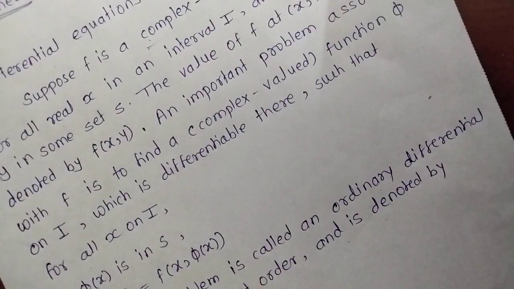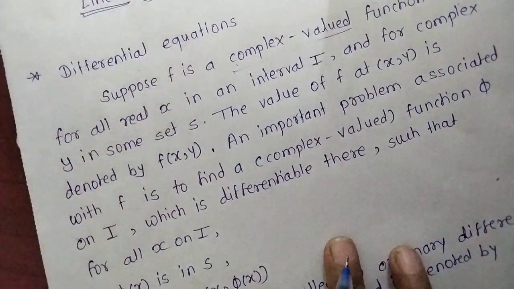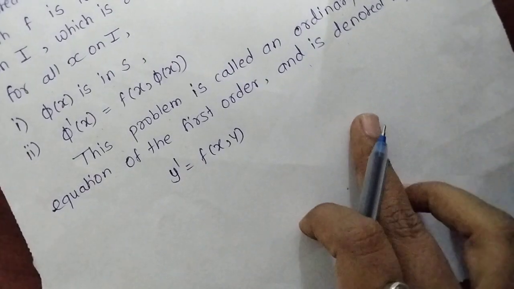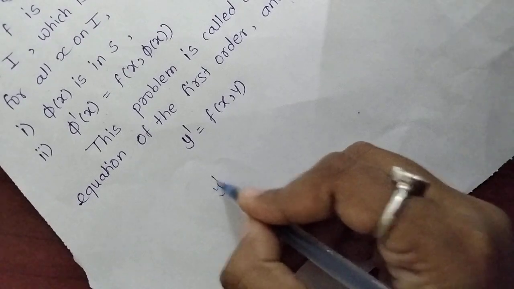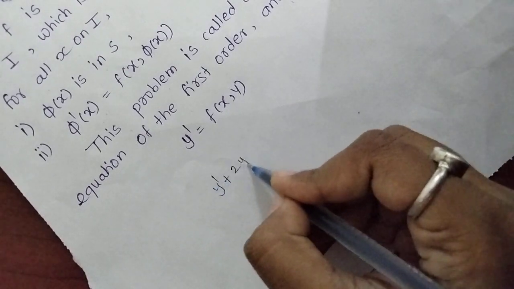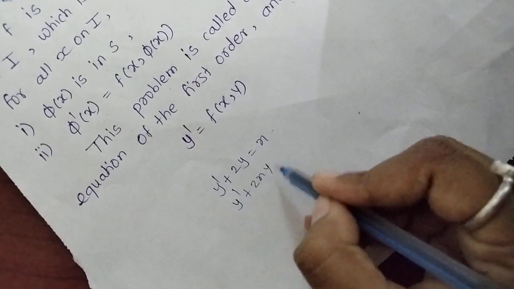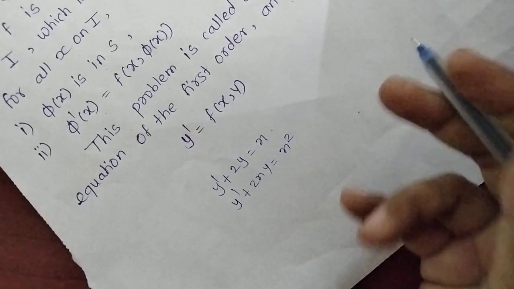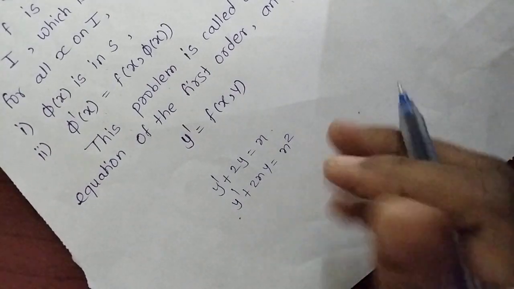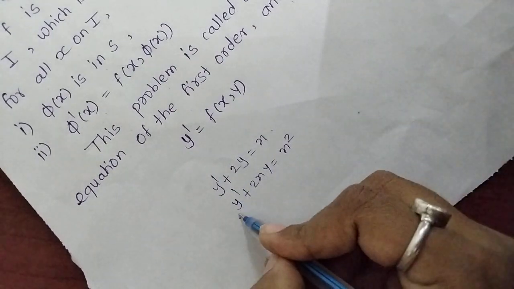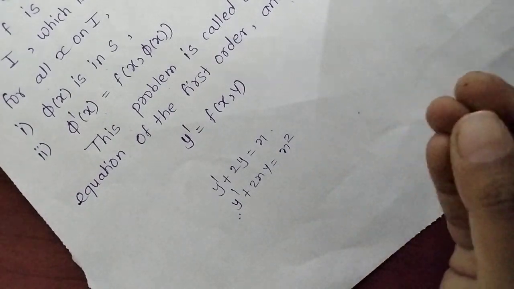Differential equation is a very simple definition, but in the book it is difficult, but you can simply remember what a differential equation is. You know that y dash plus 2 into y is equal to x, or y dash plus 2xy is equal to x square. This is also a differential equation. Differential equation means a derivative exists in that equation. Here y dash means dy upon dx. dy upon dx plus 2 into x into y is equal to x square.